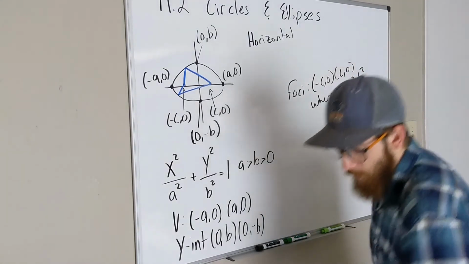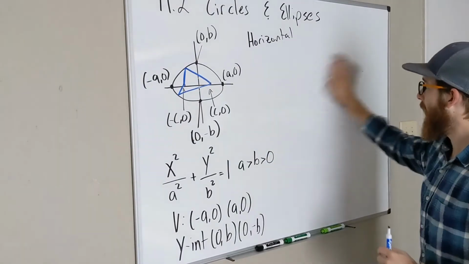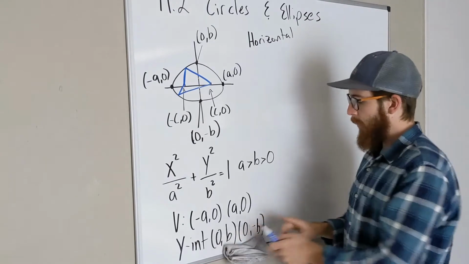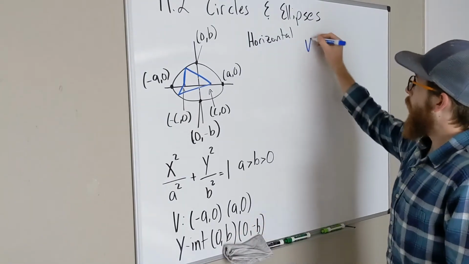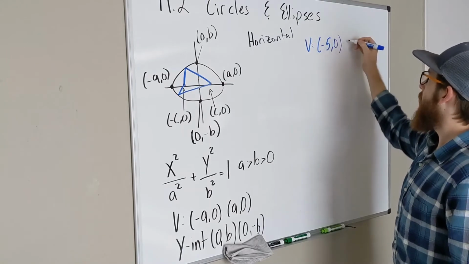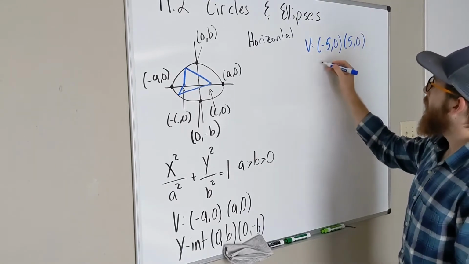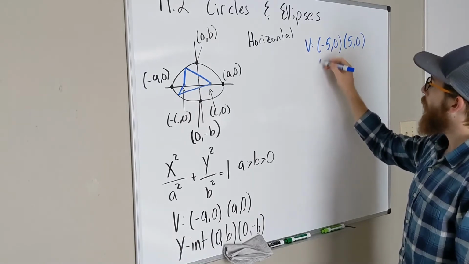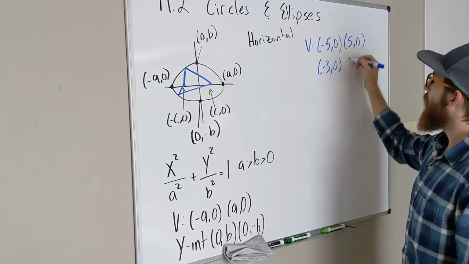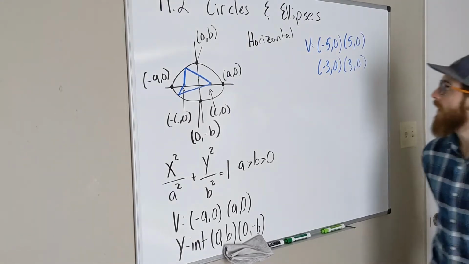So what I want to do really quickly is I'm going to erase this, but hopefully you've got that down. Okay, and I want to say, what if I have an ellipse where the vertices are negative 5, 0, and 5, 0, and the foci are negative 3, 0, 3, 0. So what can I do?